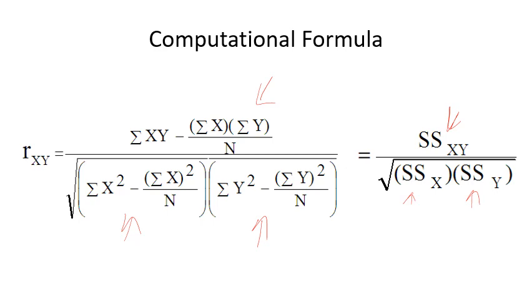Then in this way, once you get your x's and your y's, all you need to do is square your x's, square your y's, and do your x's times your y's, and you can actually do everything in this formula from that. So that is your computational formula for Pearson product moment correlation, Pearson's R, the correlation coefficient, the correlation, all different ways to say the same thing.